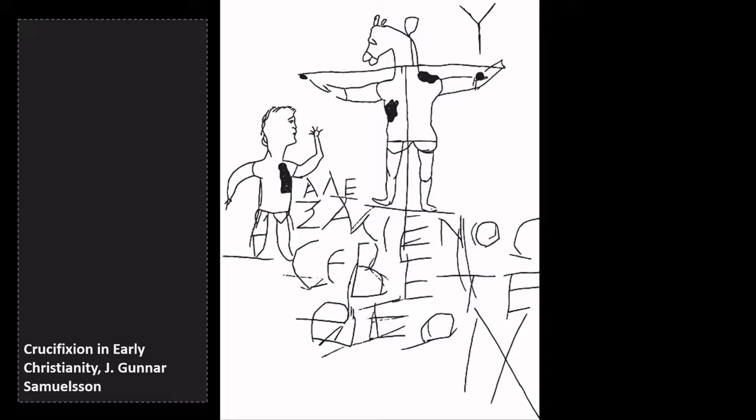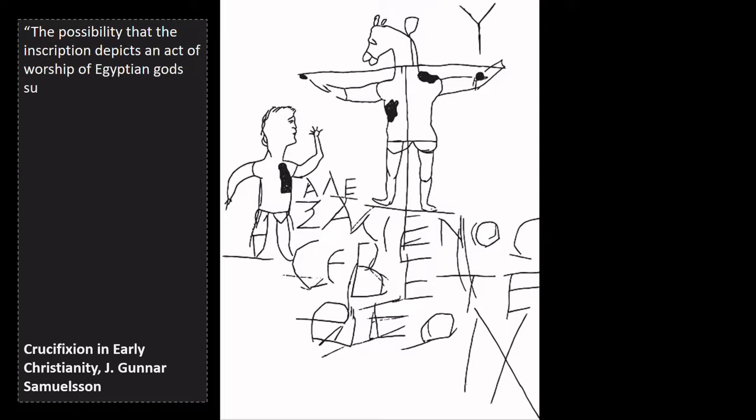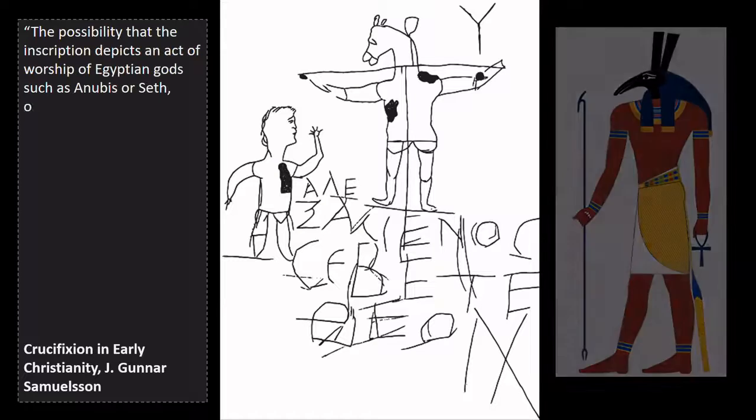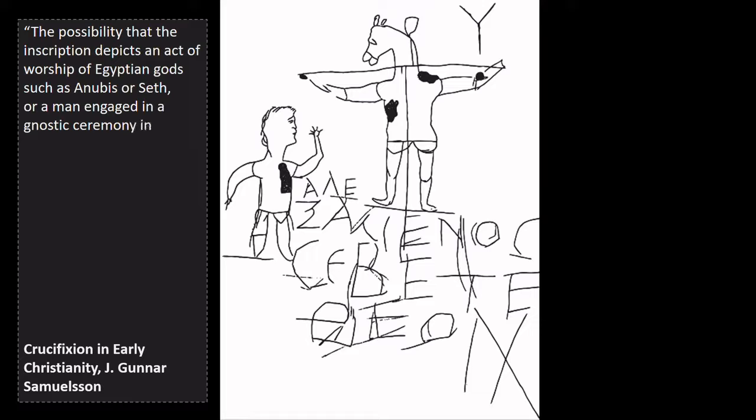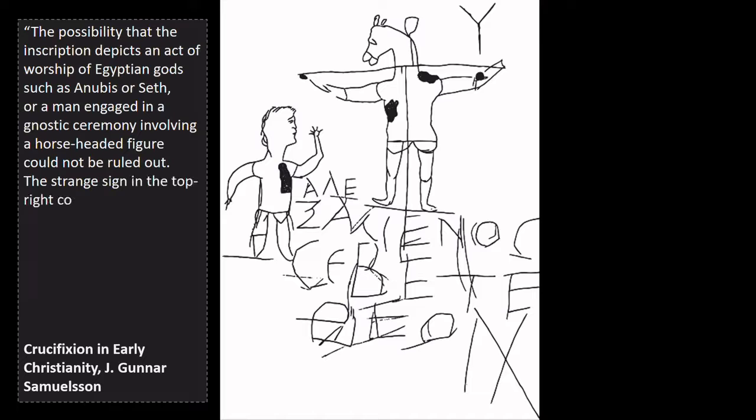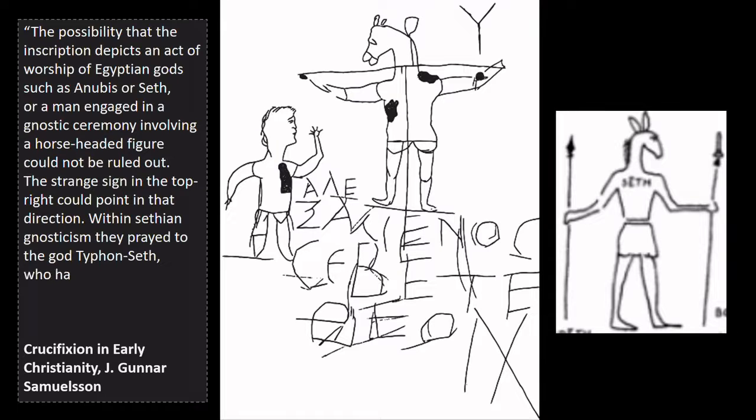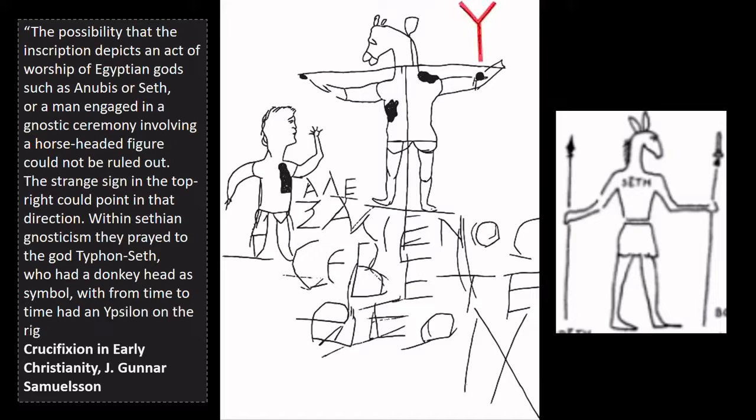As scholar Gunnar Samuelson says, the possibility that the inscription depicts an act of worship of Egyptian gods such as Anubis or Seth, or a man engaged in a Gnostic ceremony involving a horse-headed figure, could not be ruled out. The strange sign in the top right could point in that direction. Within Sethian Gnosticism, they prayed to the god Typhon Seth, who had a donkey head as a symbol, which from time to time had an upsilon in the right side of the head.